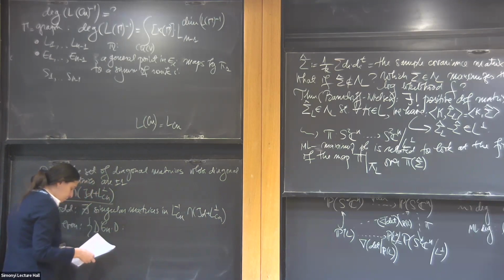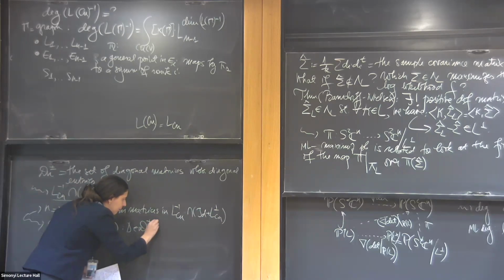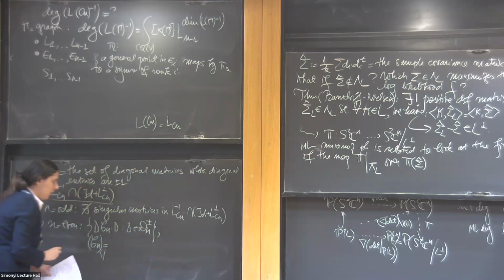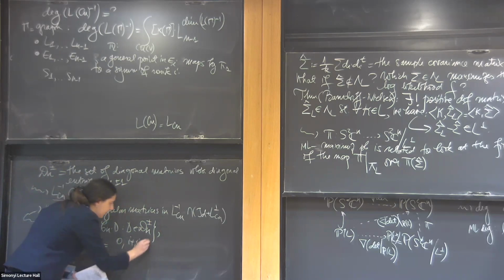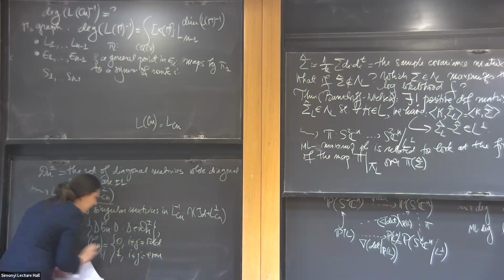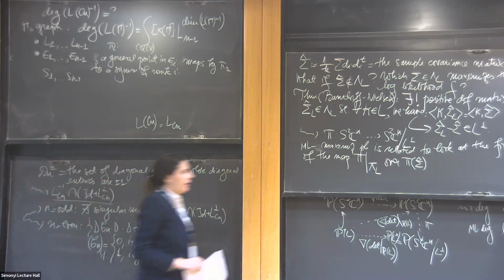Where d belongs to Dn plus, and Cn are the checkerboard matrices. So this is 0 if i plus j is odd, and is 1 if i plus j is even.